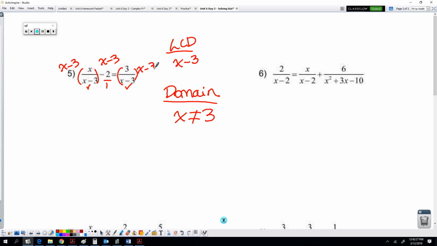And the main reason why we do that is so that we can cancel my denominators. So in the first one, my x minus 3 goes away, so I'm left with x. My next one, there's nothing that can cancel out because that's on the bottom, this is on the top, and there's nothing to really cancel out. So it's 2 times x minus 3. And my next one, my x minus 3 cancels out, so I'm left with 3. So now we're going to distribute.